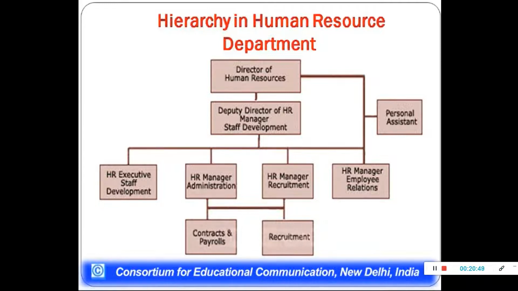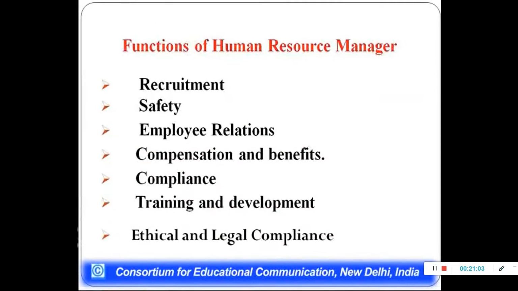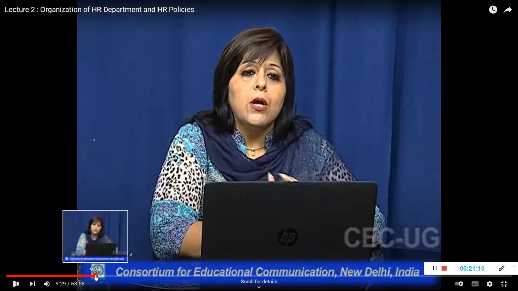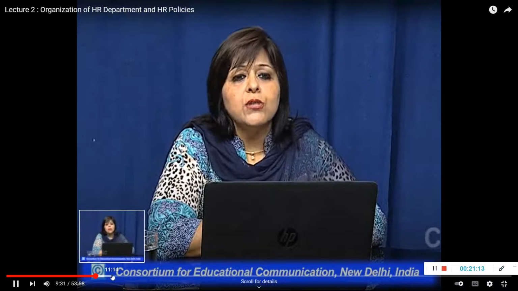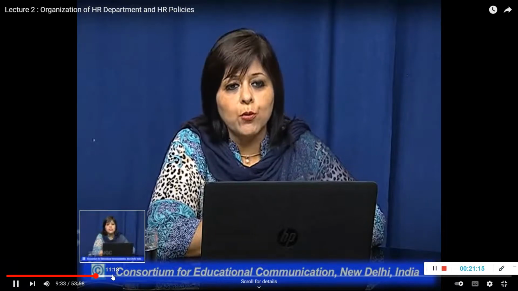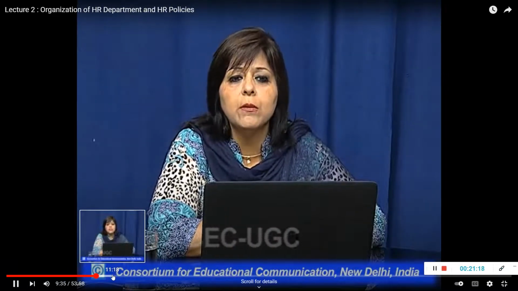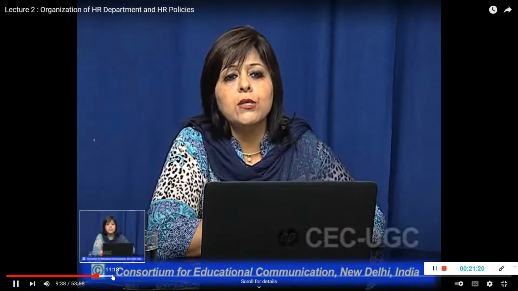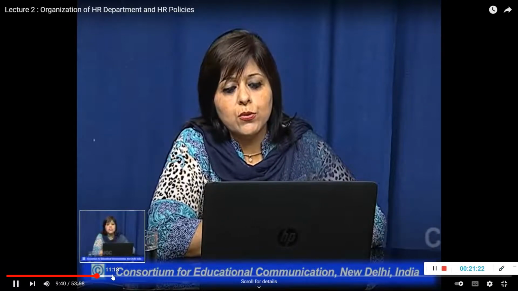And if we talk about the deputy director of the HR department, we have another 4 people: HR executive staff department, HR manager, HR recruitment, HR employee relations. And then of course we have the contracts and the payrolls and the recruitment. So this is what the organization structure of the present-day organization looks like. Now they are complementary to each other. So somewhere down the line, a kind of a trade-off approach in which the aspirations of the employees are also met and the aspirations of the employer are also met.